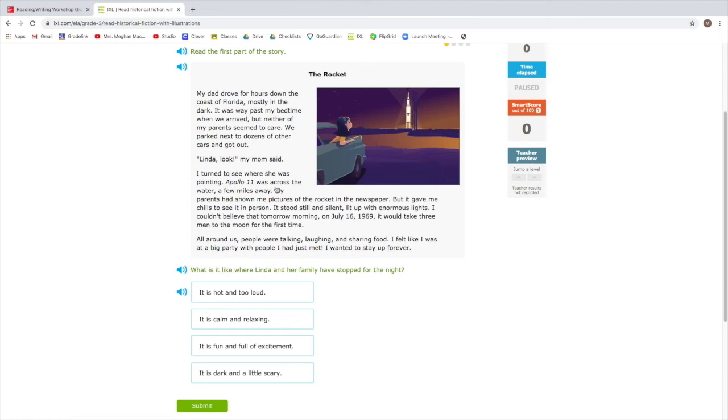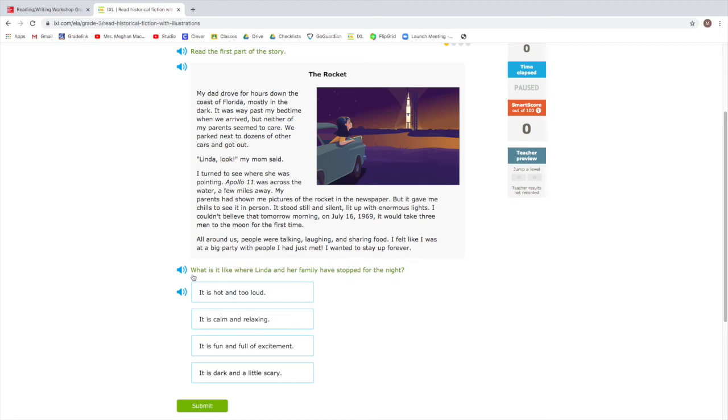I turned to see where she was pointing. Apollo 11 was across the water a few miles away. My parents had shown me pictures of the rocket in the newspaper, but it gave me chills to see it in person. It stood silent and still, lit up with enormous lights. I couldn't believe that tomorrow morning, on July 16th, 1969, it would take three men to the moon for the first time. All around us, people were talking, laughing, and sharing food. I felt like I was at a big party with people I had just met. I wanted to stay up forever.